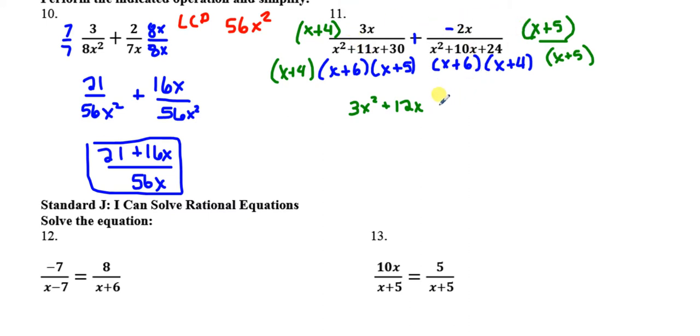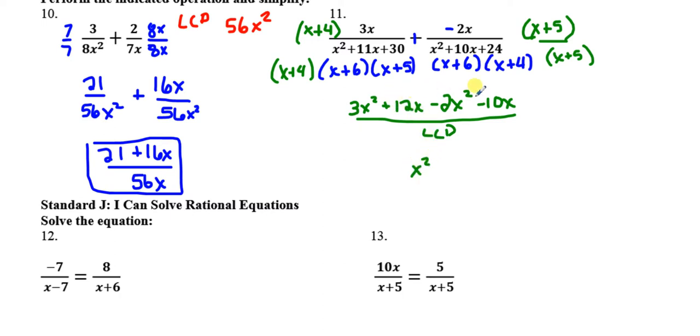Minus 2x times x, so I'm going to get a minus 2x to the second, and minus 2x times 5 is minus 10x. And if I could copy and paste, well, I would just copy and paste. But I'm just going to say this is all over my least common denominator, which is x plus 4 times x plus 5 times x plus 6. And now I can combine like terms. So 3x squared minus 2x squared is 1x squared, or x squared.